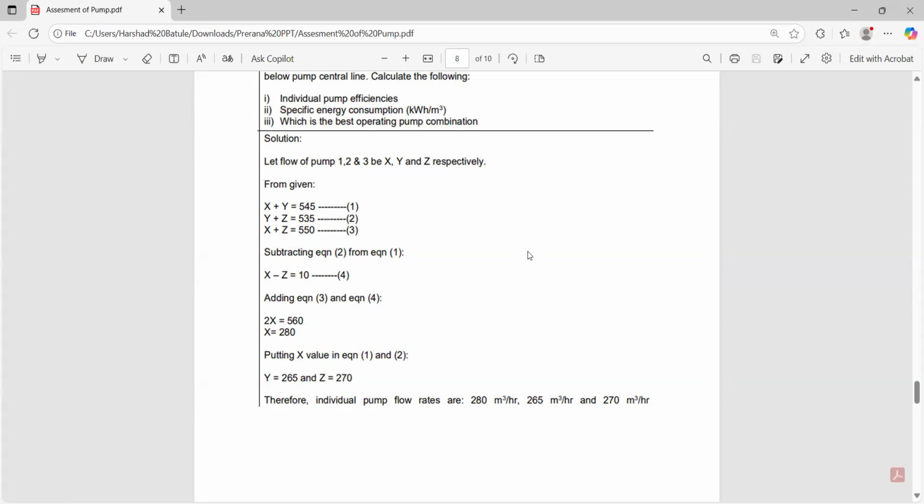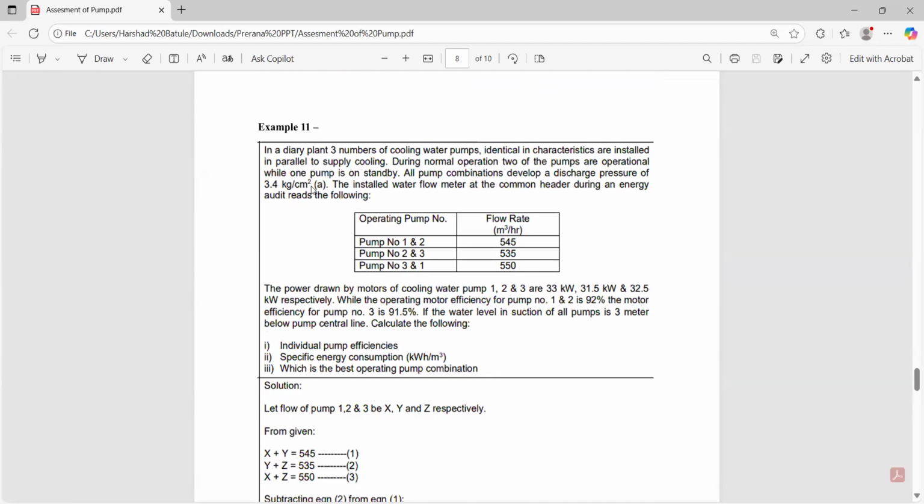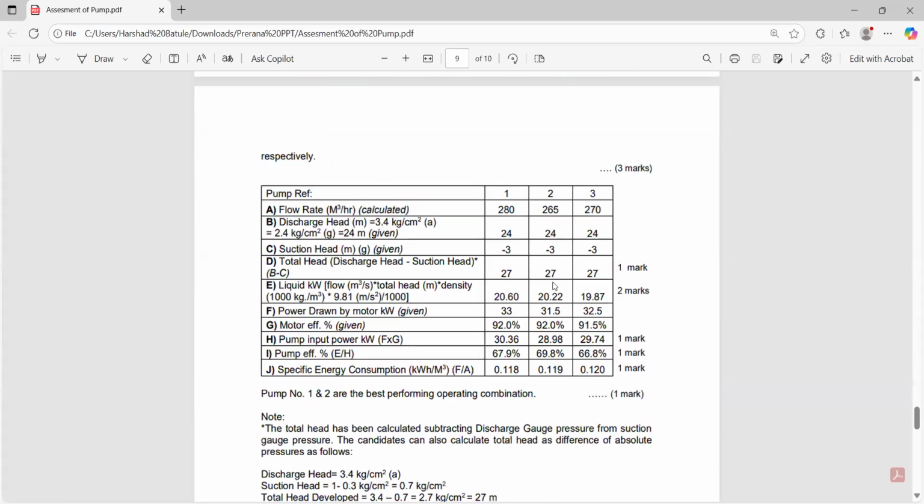Understood? Yes, sir. Okay. So what are three? We need to calculate three. We have done this in a tabular format. So 1, 2, 3. Flow rates are 280, 265, 270. Discharge head they have given as 3.4 kg per cm square absolute. From absolute we have to get the gauge pressure. Always the displayed or pumping pressure is in gauge pressure, not in the absolute format. So from the absolute format, we have to negate the atmospheric pressure.